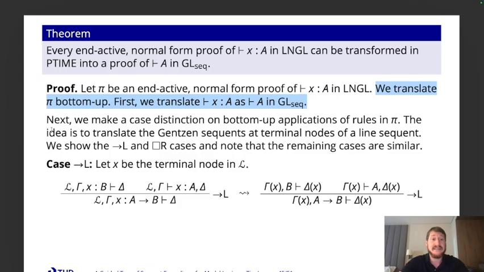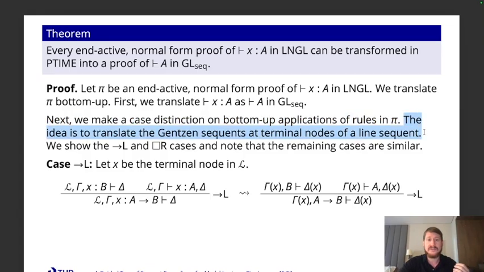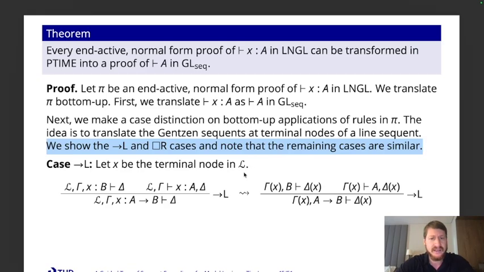And now the idea is to make a case distinction on the other rules that are applied bottom up in pi, and we're going to take the end components of a line sequent. The end component of a line sequent is the Gentzen sequent that is stored at the very last vertex. And we're going to translate those into the Gentzen proof to reconstruct a proof in the Gentzen sequent setting. Now I'm going to show 2 cases here: the implication left and the box right cases, and note that the implication right case is similar.